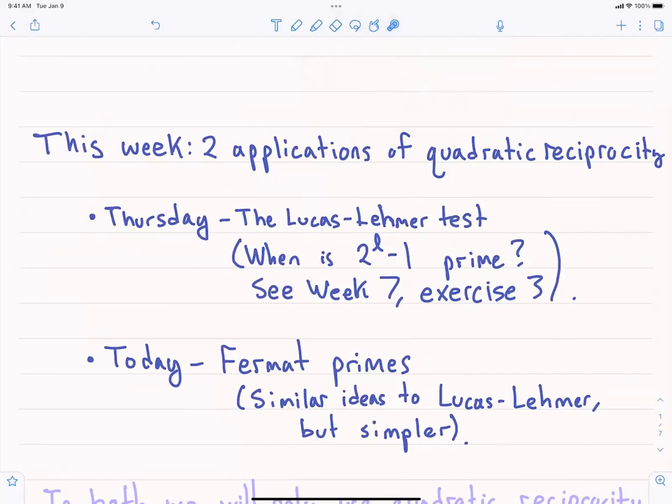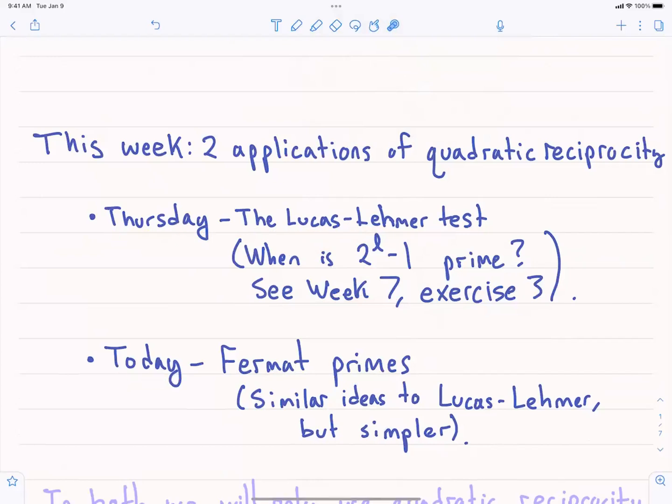On Thursday, we're going to talk about the Lucas-Lehmer test, which is something we encountered first and used in week 7. So this tells you when the Mersenne number, 2 to the L minus 1, is a Mersenne prime. If you go back and look at week 7, exercise 3, and some of the surrounding discussion, that's when we talked about that. At the time we just stated the Lucas-Lehmer test without justifying it. So now we're able to actually explain why that works. But we're going to do that on Thursday.